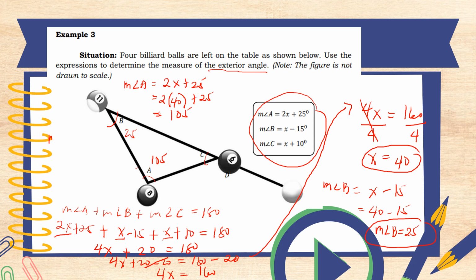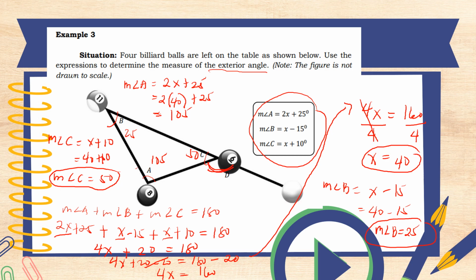Lastly, we have the measure of angle C, x plus 10. So 40 plus 10 is equal to 50. So the measure of angle C is 50. Now we have the measurements of each angle. Now, what is the measure of the exterior angle of the given triangle? The exterior angle is angle D.